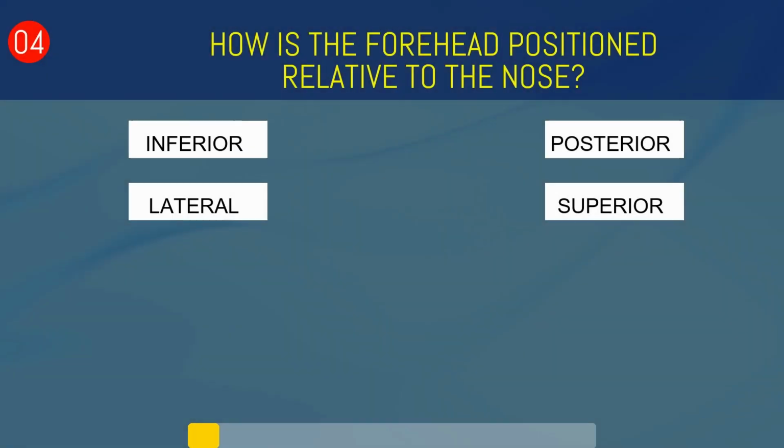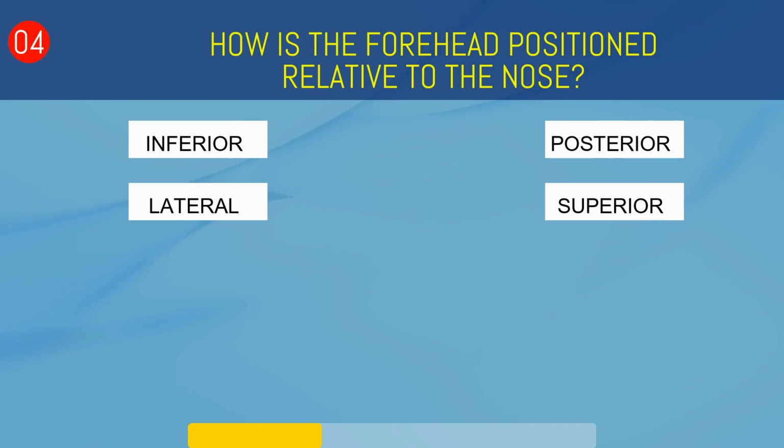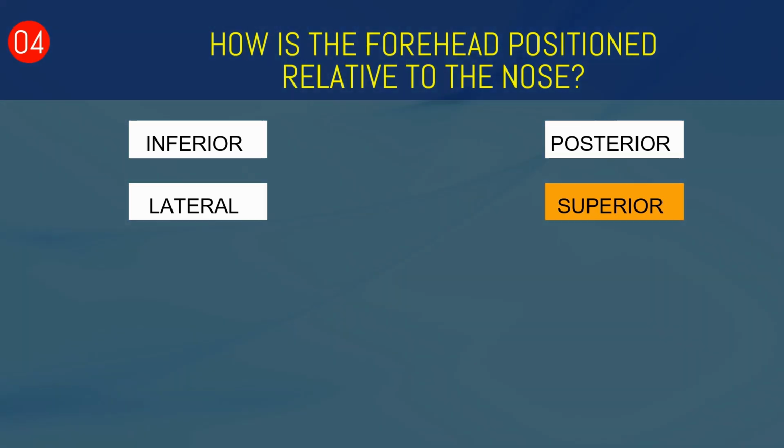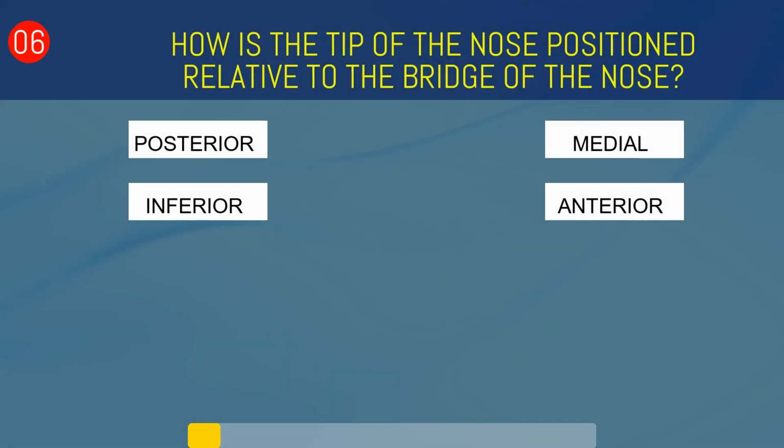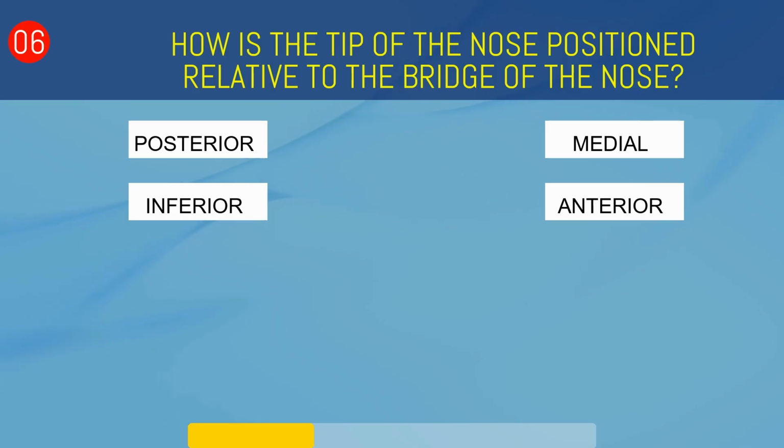Inferior. How is the forehead positioned relative to the nose? Inferior, lateral, posterior, or superior? Superior. How are the lips positioned relative to the teeth? Lateral, superior, posterior, or anterior? Anterior. How is the tip of the nose positioned relative to the bridge of the nose? Posterior, inferior, medial, or anterior?